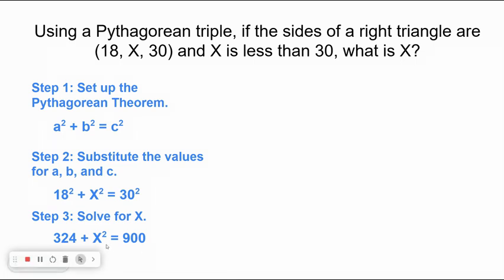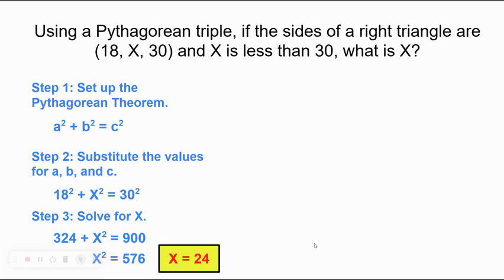So now we want to get that x by itself. You're going to ask yourself, okay, well, what do I need to do to the 324 to get it to the other side? It's being added, so we do the opposite, which is to subtract. You'll notice I subtracted 324 from the 900. That's what gave me the 576. And this is where I have to go to my calculator now to take the square root of that 576. That's how I got that x is 24.